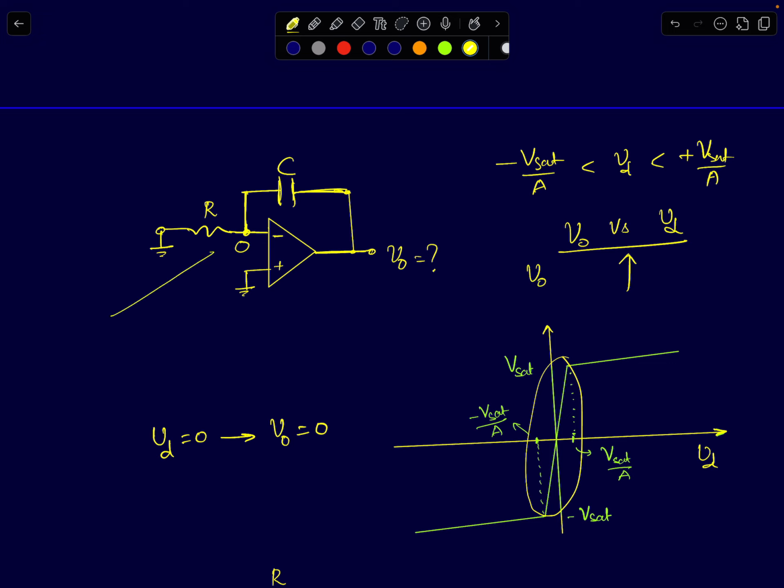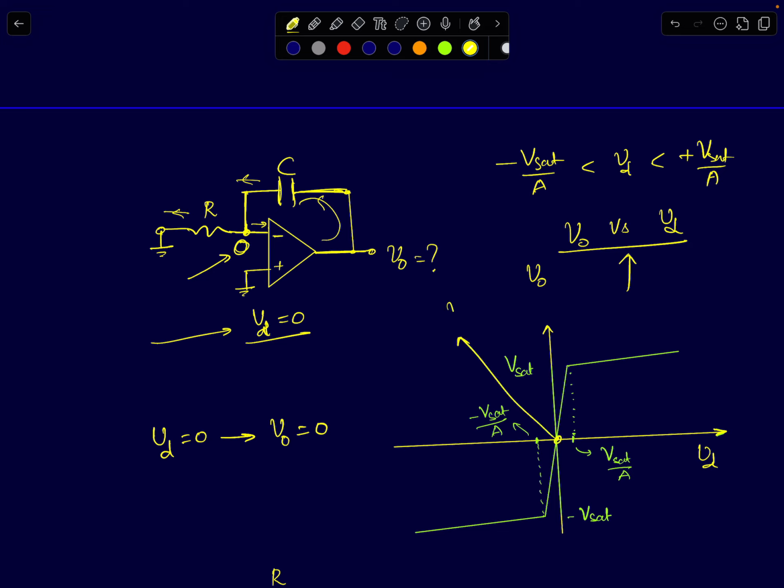So now, in the steady state, I'm going to assume the capacitor will act like an open circuit. If the capacitor acts like an open circuit, no current flows in the circuit, and no current flows through the resistor as well. Since the input current into the op amp is 0, the current through the resistor will be 0. And therefore, this node voltage will exactly come to 0. The differential voltage is exactly equal to 0. If you look at this graph with a finite gain, you can see the output voltage also has to be exactly equal to 0.